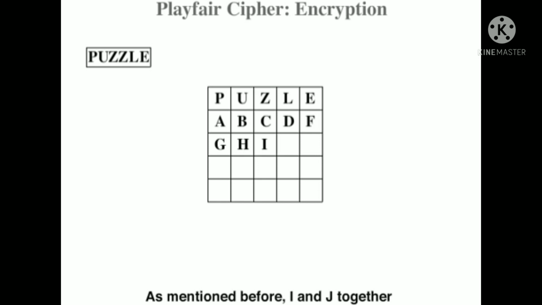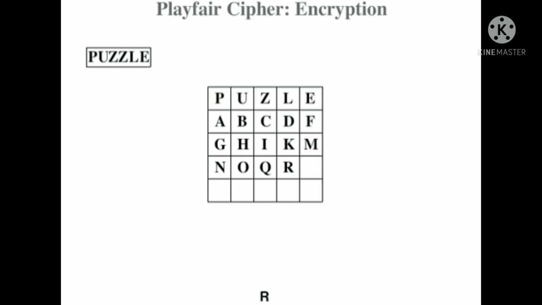As mentioned before, I and J are together. K, L has been used. M, N, O, P has been used. Q, R, S, T, U has been used. V, W, X, Y, and Z has been used.